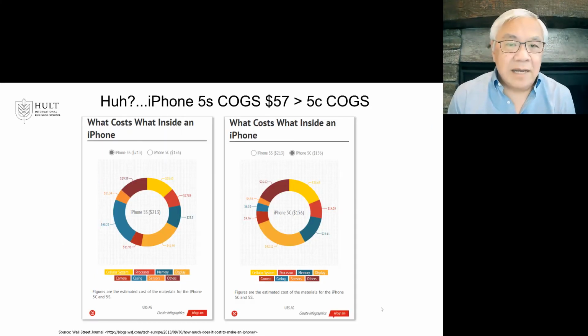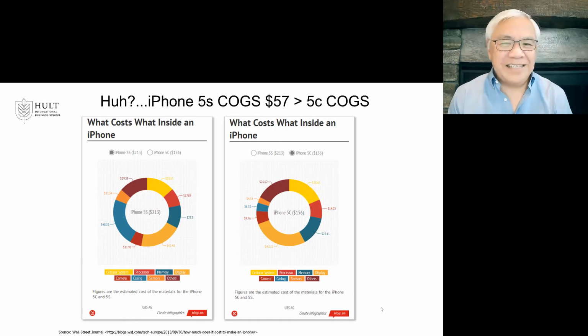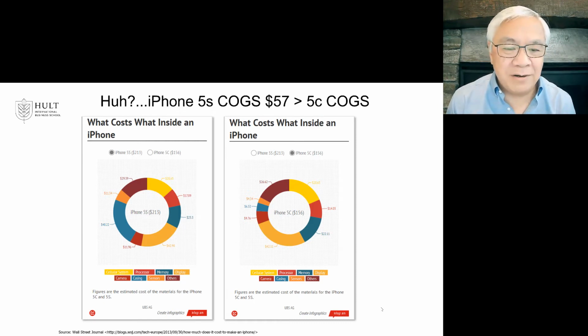The next slide I call, huh? What do you mean, huh? Is it that the iPhone 5S has COGS of 57 and it's greater than 5? Or what is the point here? I mean, it's kind of good looking. We call these donut slides, and it's got colors, but what is it telling me? It doesn't make sense, right?